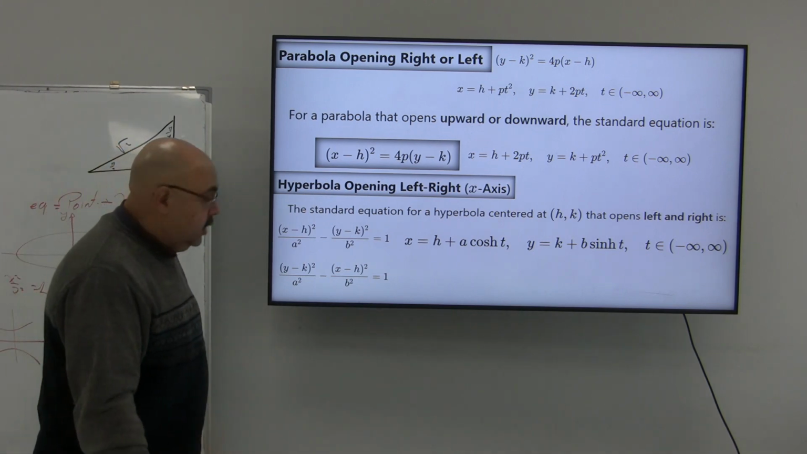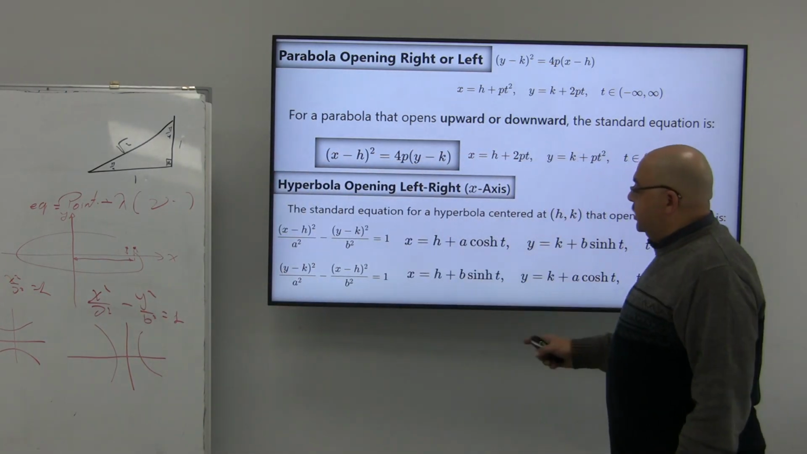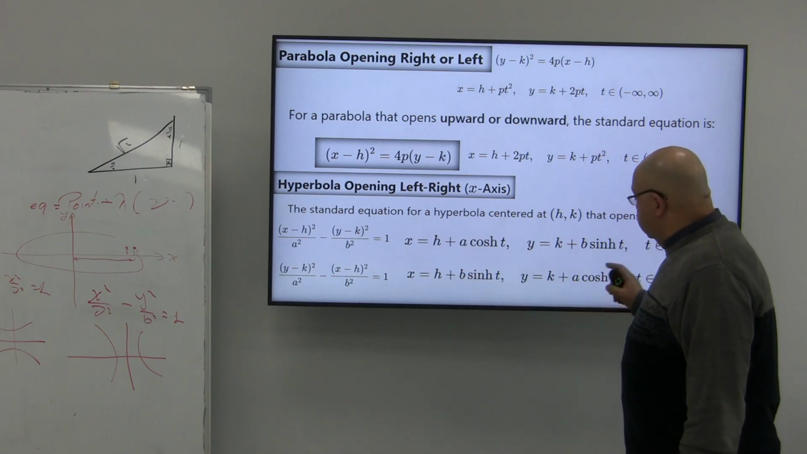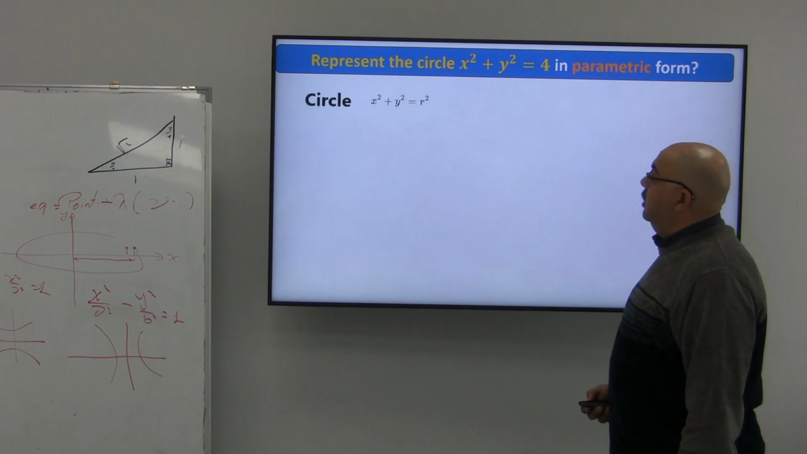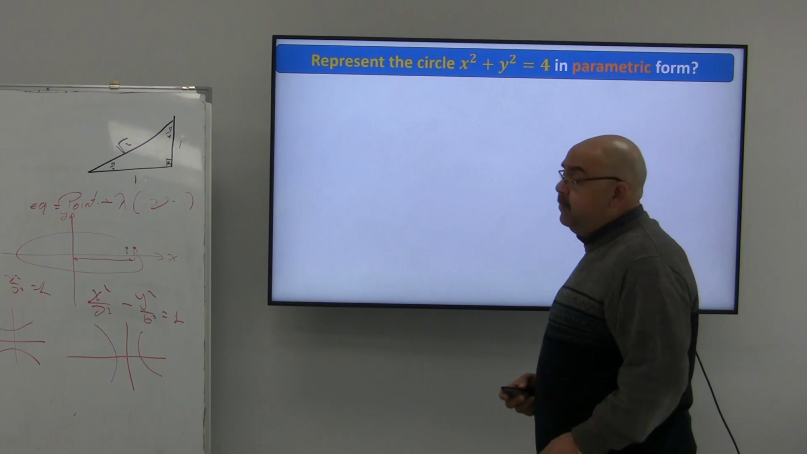You just switch the x and the y. Yes, exactly right. So it's going to be x equal to h plus b sine t and y equal to k plus a cosine t. These also apply, as for a circle, so let's go through some simple problems.